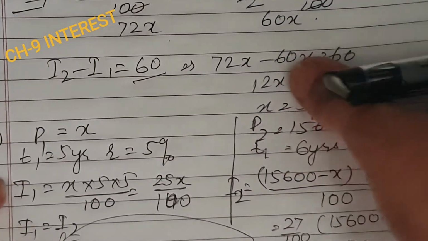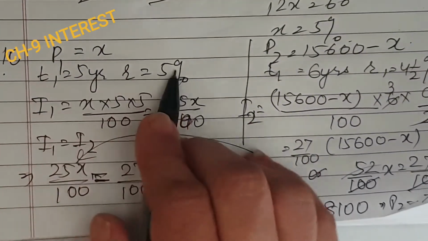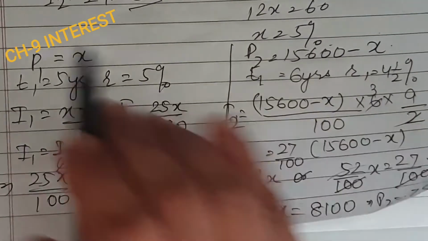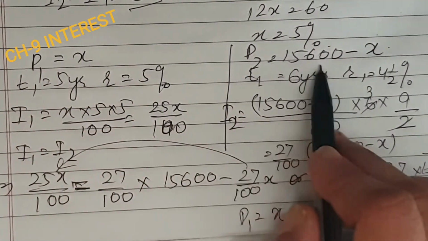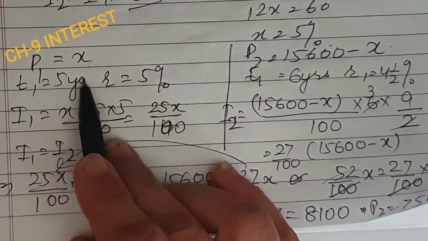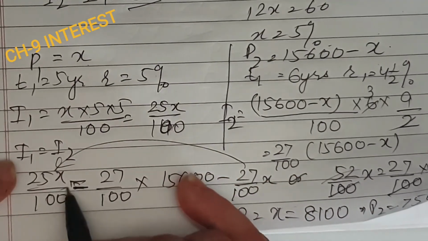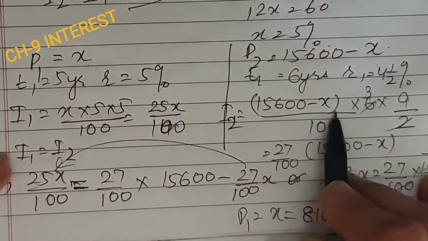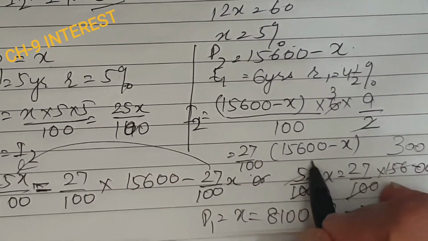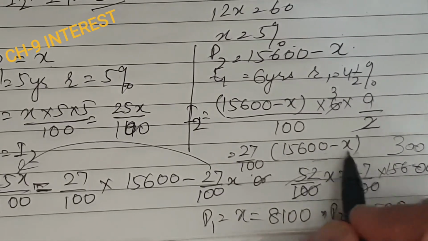Now the 10th question is: divide 15,600 in two parts such that the interest incurred on the first for 5 years at 5% is the same as the interest on the second, that is 6 years at 4.5%. So we have taken one principal to be X, the other will be 15,600 minus X. Now what is the interest for this? X into PRT upon 100. We calculated it to be 25 by 100x. Now I2 is, again you have calculated in the same manner. We have kept this bracket till the end. So this turns out to be 27 upon 100 into 15,600 minus x. We have kept the bracket, opened the bracket.